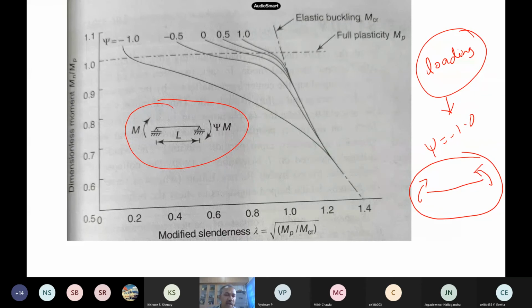So the bending moment is varying linearly. Suppose we take it so that the bending moment here is M and here it is 0. Whether it is varying linearly, or is uniform, or how it is varying, that also matters a lot. It controls the LTB capacity of your beam itself.